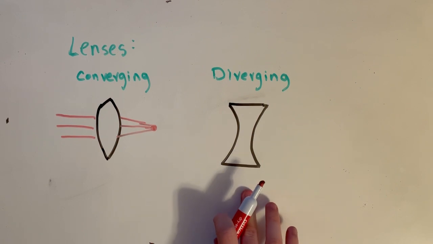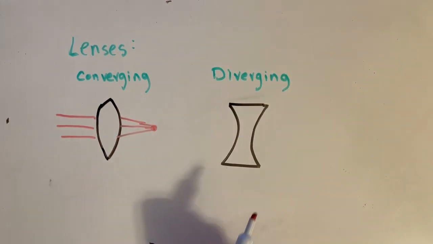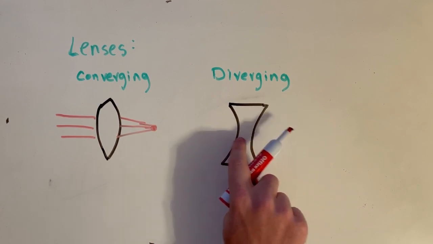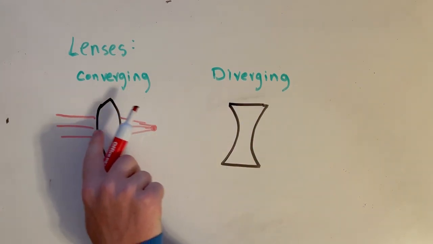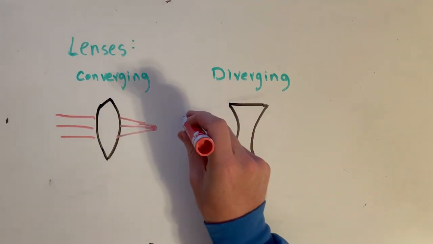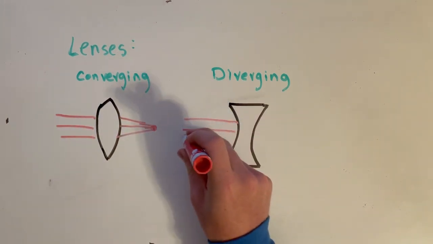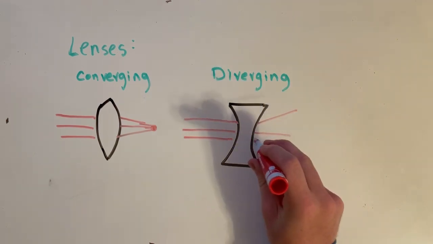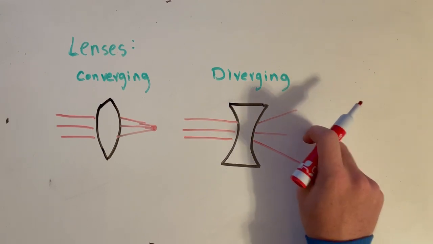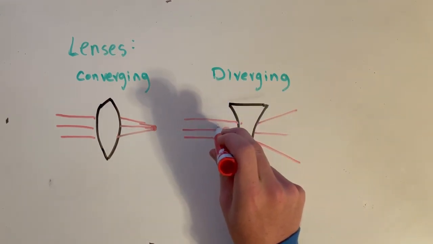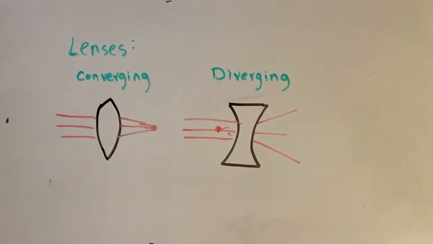A diverging lens is basically where the thickness is the smallest at the center, whereas in a converging lens, the thickness at the middle is the thickest. The rays that are coming in are going to diverge and actually go out in this direction. So there's no focal point that's going to be formed on the right side, but the focal point instead will be located on the side where the rays came from.